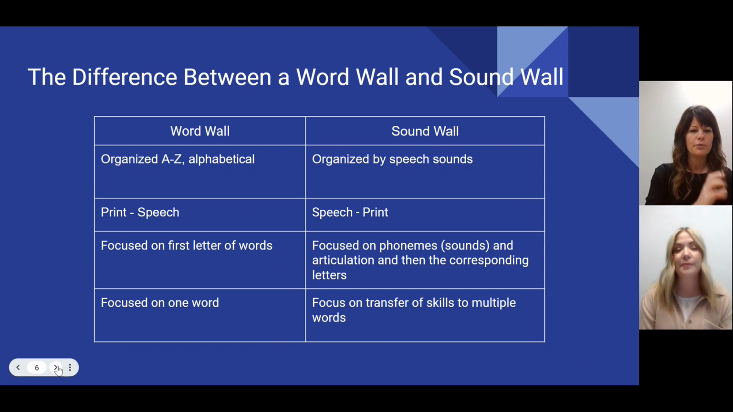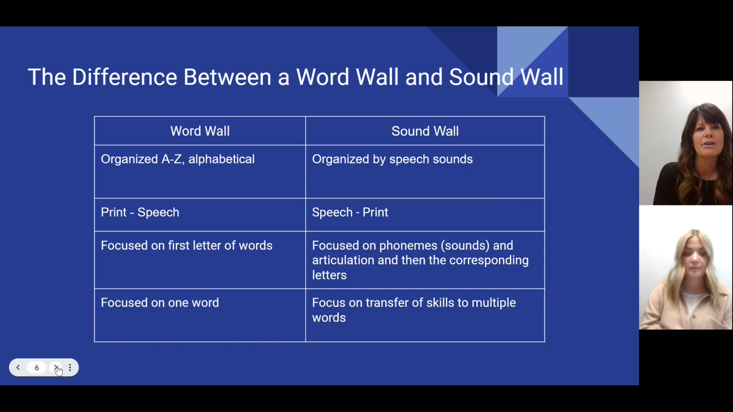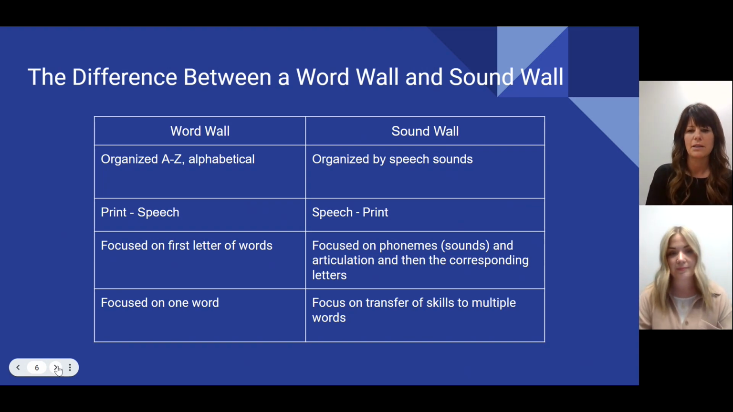A word wall is organized from print to speech. So you focus on those words under each of those letters and then what those words sound like, right? With a sound wall, we're starting with the sound, what that sound looks like, the mouth picture, all of that. And then we move into the corresponding print, which is how our brains are hardwired. So it makes sense that that would be more effective with our instruction. A word wall is focused on just that first letter of words, right? But not necessarily the sound. And I'm going to show you an example momentarily. A sound wall focuses on the phoneme, so those sounds, and then the corresponding letters that go with those sounds.